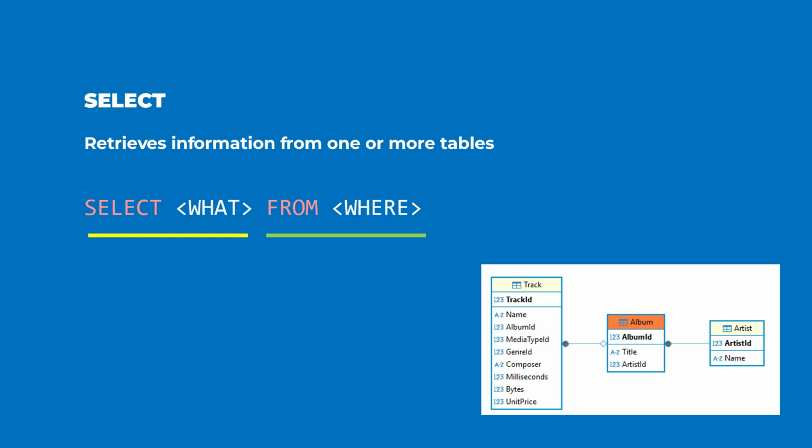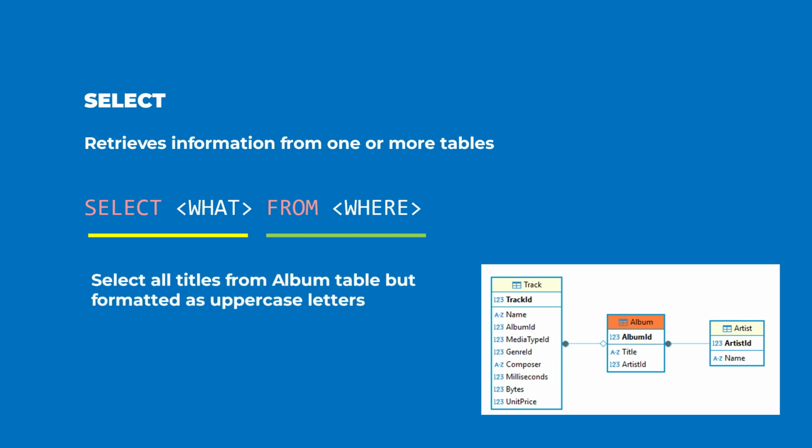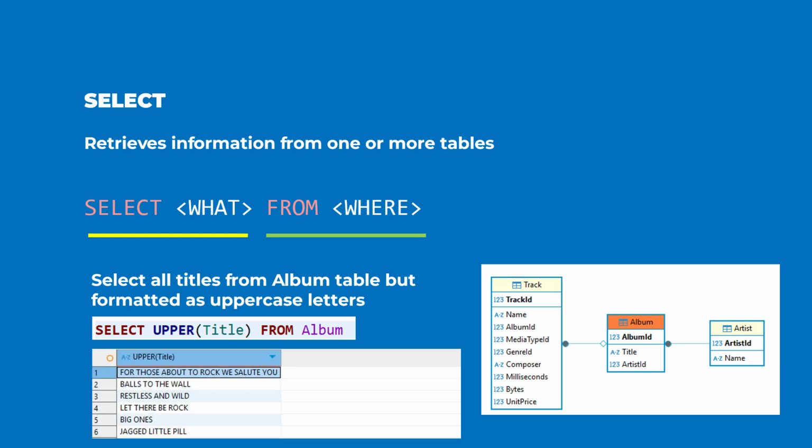Now, what if we wanted to apply some text manipulation on titles? For example, we wanted to see the titles in uppercase letters. In this case, we can use the expression select and a text manipulation function, upper in this case, on title from album table. And we can see that all the titles are in uppercase letters. Similarly, we can apply other text manipulation functions like converting to lower cases, returning the length of the string, and so on.